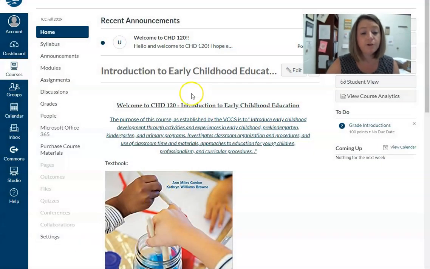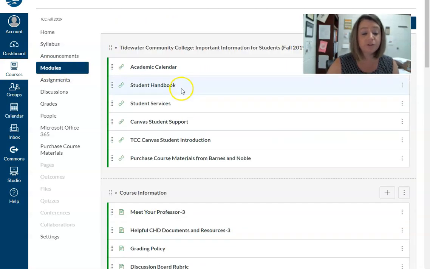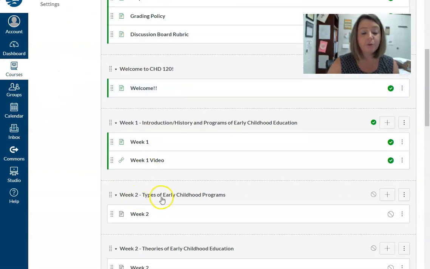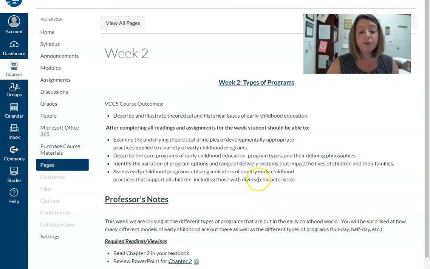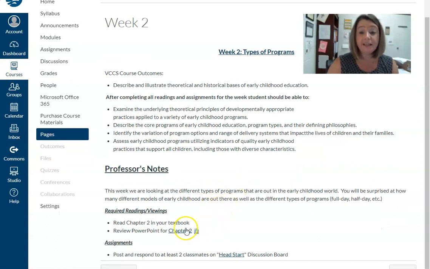So when you look into our course for week 2, remember this will always be your landing page, and the announcement will always be up at the top. But modules is really where you're going to want to always go. When we get into week 2 with the different types of programs, you're going to see that there is always a page that says these are the objectives, this is what you're going to learn about, and then any links that you need. So as you can see, this week you're going to be looking at Chapter 2, and I've already attached the Chapter 2 PowerPoint for you. Remember, do not rely on the PowerPoint. It really is meant to just be an extra resource for you.